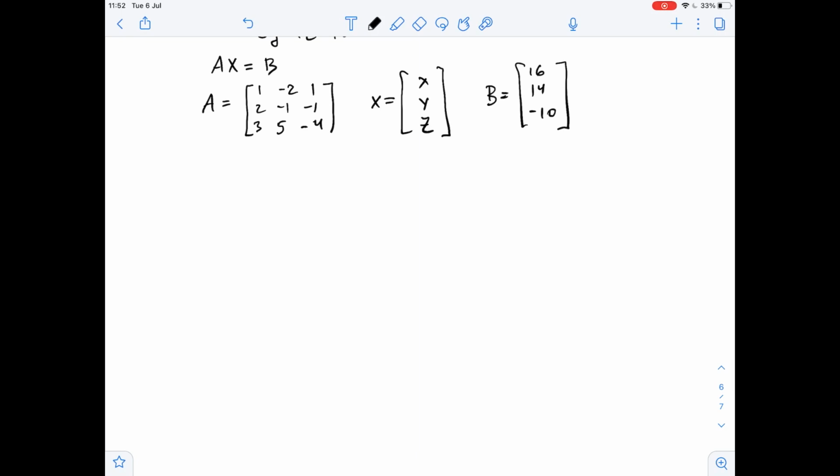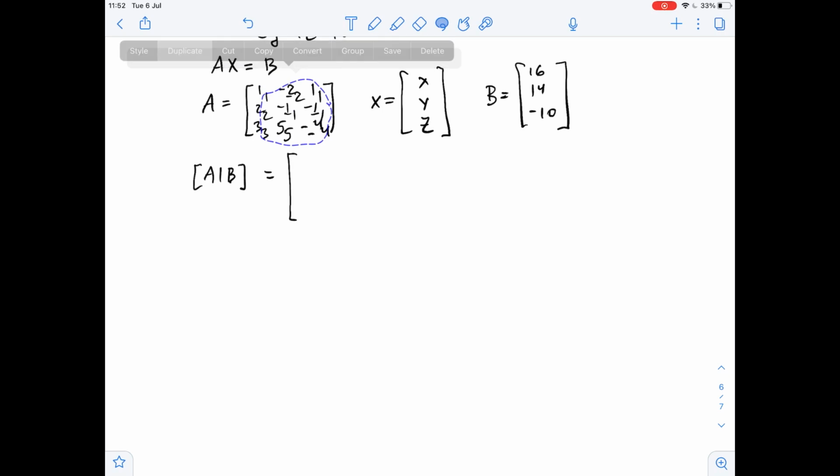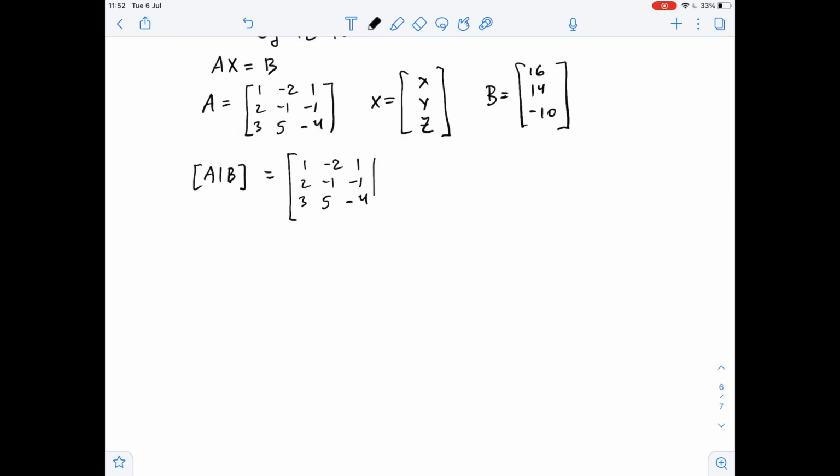So using the Gauss elimination method, we will consider A, B, which equals matrix A. I'll just copy paste it actually. Right here, and matrix B right here, 16, 14, -10. Now we will perform some basic row operations in order to reduce our matrix. So the first step is to multiply this first row by 2 and to subtract it from the second row.